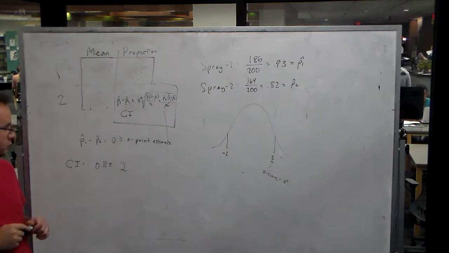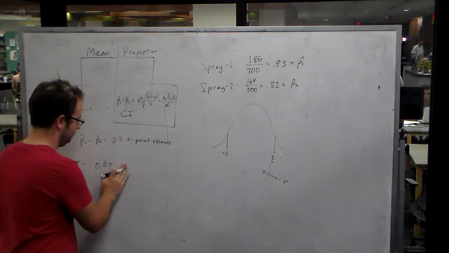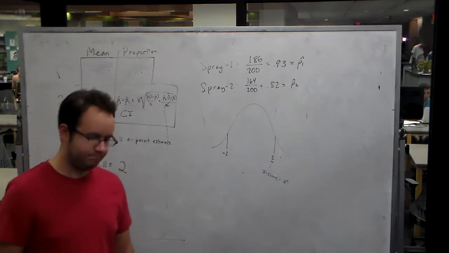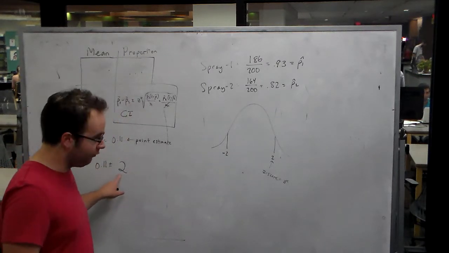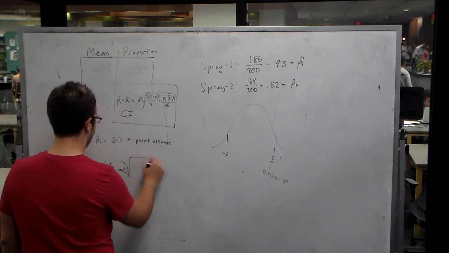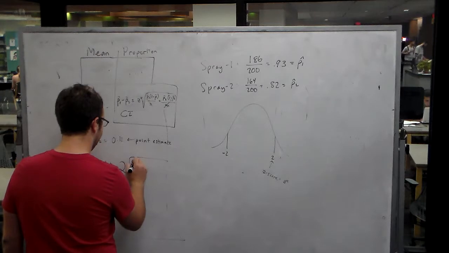I thought the 2 had to do with it being on both sides. Nope, okay, that makes more sense then. This will be a different number if they wanted a 3 standard deviation estimate. Yeah, it'd be 3. Okay, that makes more sense now. Then we take the square root of, and we just plug all these numbers in.